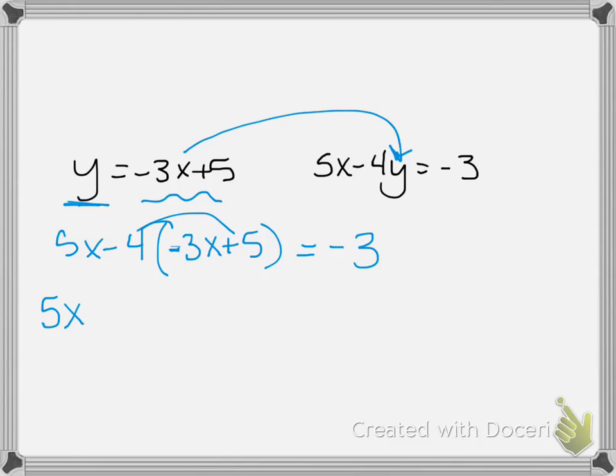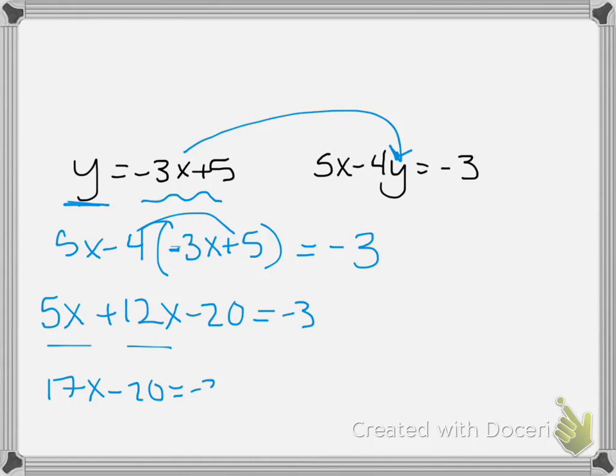So 5x, negative 4 times negative 3x is a positive 12x. Negative 4 times a positive 5 is negative 20. 5x plus 12x, since they're on the same side, we do as it says. So 17x minus 20 equals negative 3. We add 20 to both sides. 17x is equal to 17. Divide by 17. So right now we got x to equal 1.